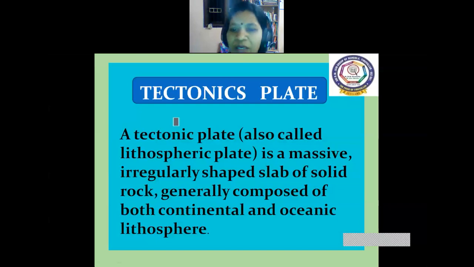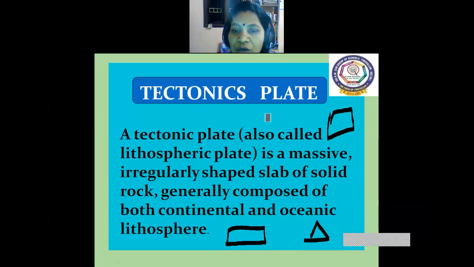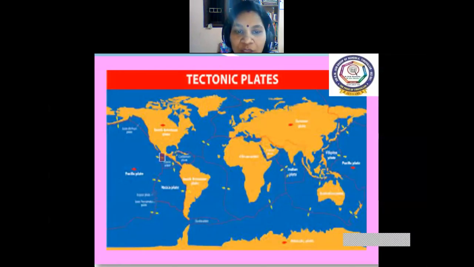It will not be in a square, rectangle or circle shape. It will be irregular, like this. Even India, if we see, it will be like this, no? It's an irregularly shaped slab of solid rock, generally composed of both continental and oceanic lithosphere. See, these tectonic plates are all moving, even now.